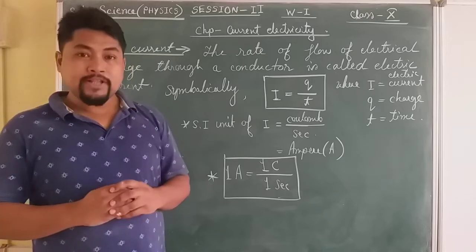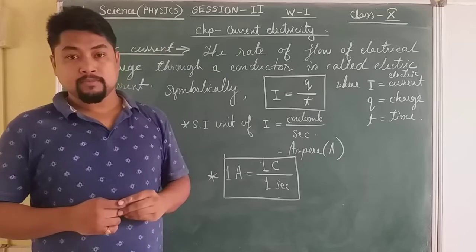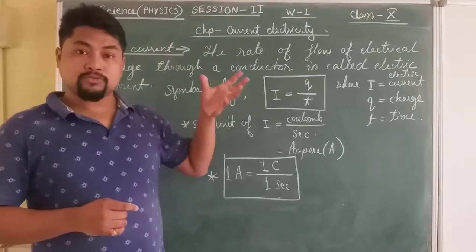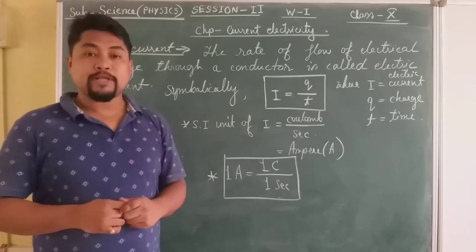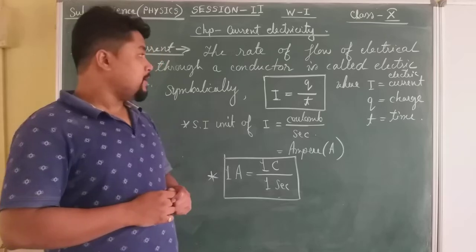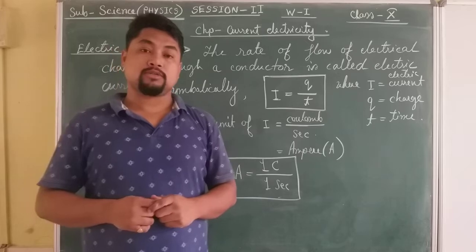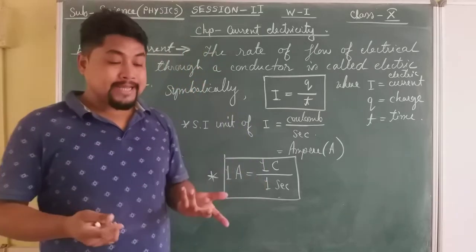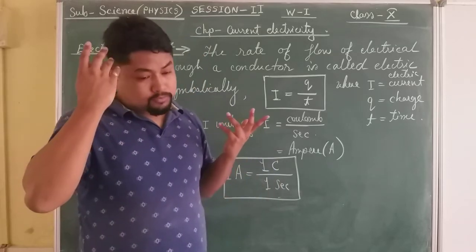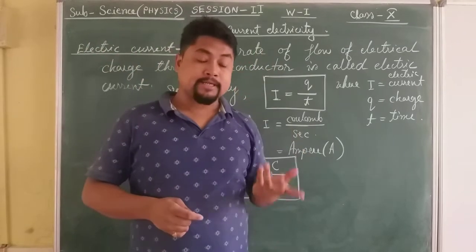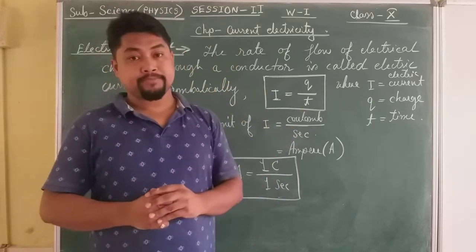But conventionally, the direction of current is the opposite direction to the flow of electrons, which is called conventional current. Okay? By convention, the direction of flow of current is opposite to the direction of flow of electrons in an electric circuit. And what is an electric circuit? An electric circuit is the continuous and closed path of electric current.